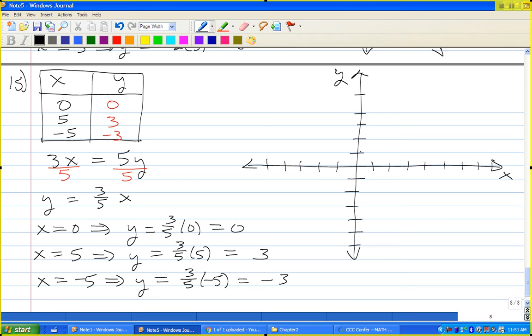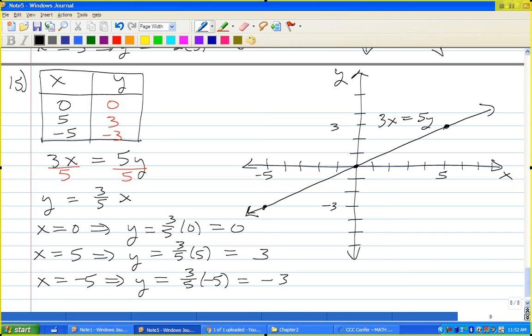So when x is 0, y is 0. When x is 5, y is 3. When x is negative 5, y is negative 3. Let's try to sketch the graph of this. So this is the graph of 3x equaling 5y.